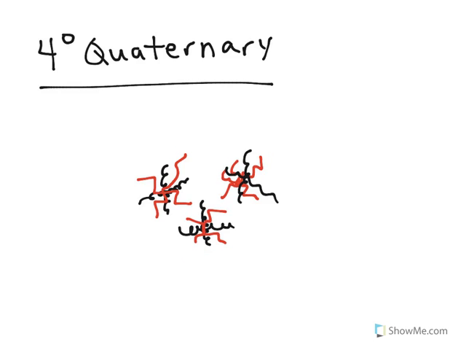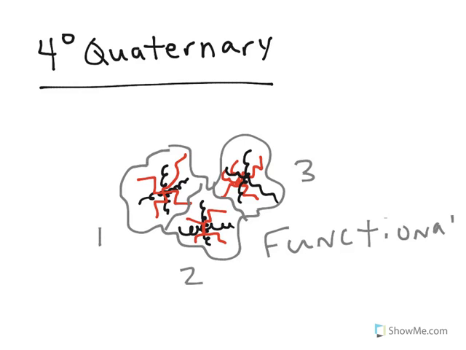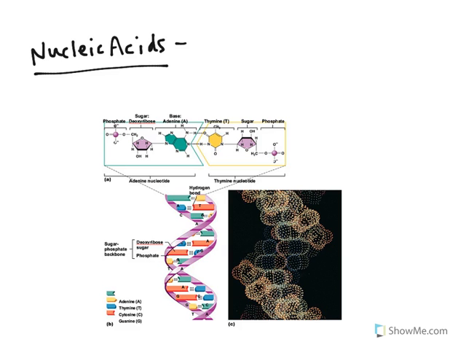So it's the interaction of 2 or more polypeptide chains individually. So you kind of get this larger structure. You can still kind of see the individual tertiary structures, but they're all interacting with each other. So the definition of quaternary is 2 or more polypeptide chains, each with their own tertiary structure. So in this case, I've drawn 3 different tertiary structures that are all interacting to form what's called a functional protein.